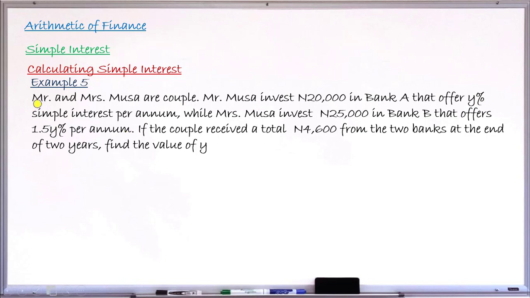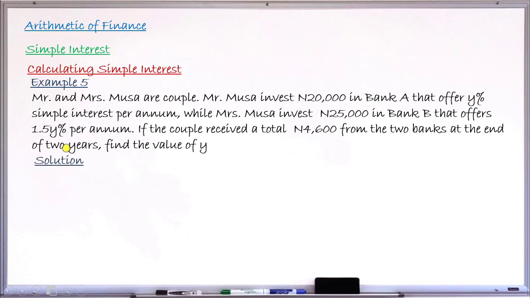Example number 5, it says Mr. and Mrs. Musa are couples. Mr. Musa, that is the husband, invested 20,000 naira in a bank A that offers Y% simple interest per annum. While the wife, Mrs. Musa, invested 25,000 naira in another bank B that offers 1.5% per annum simple interest. The question asked here is, if those couples receive a total of 4,600 naira as interest from the two banks, find the value of Y, and they receive this interest after 2 years.